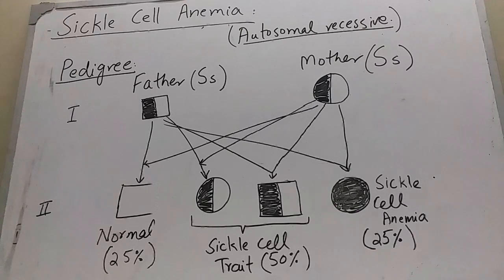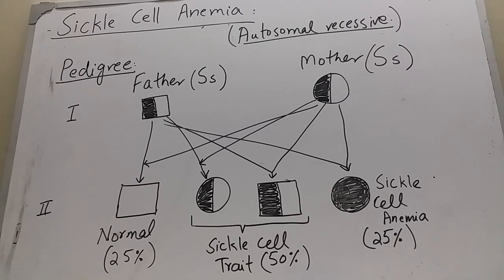Father and mother both have one dominant gene, which is shown by the capital S. Capital S means that this is the normal gene, it is performing its normal function, while small s means that mutation has occurred in this gene. So one copy of the gene is normal and the other copy of the gene has undergone mutation. And the same is the case with the mother. She also has one normal gene and one mutated gene. So both the parents have sickle cell trait.